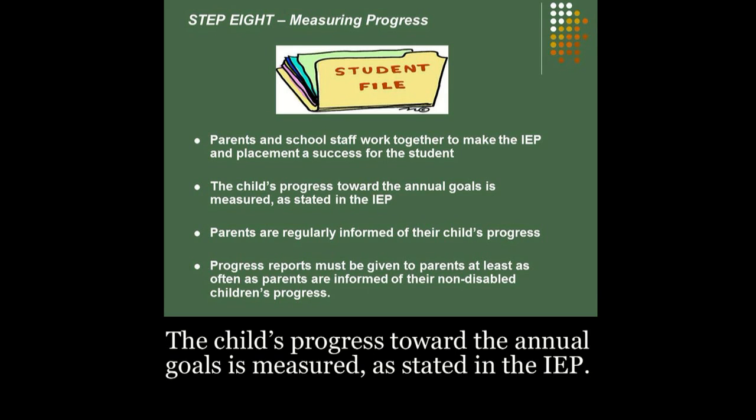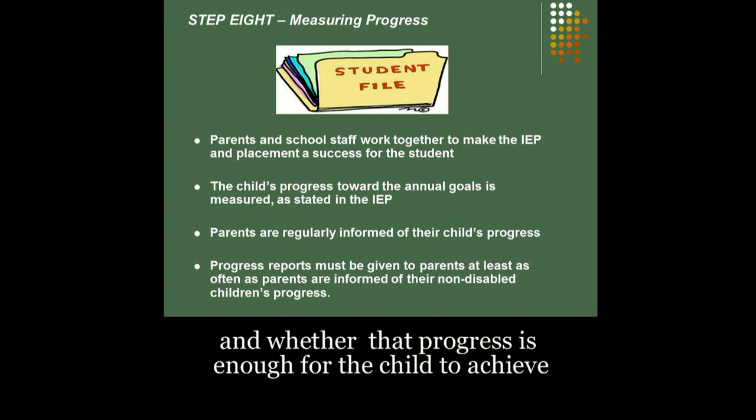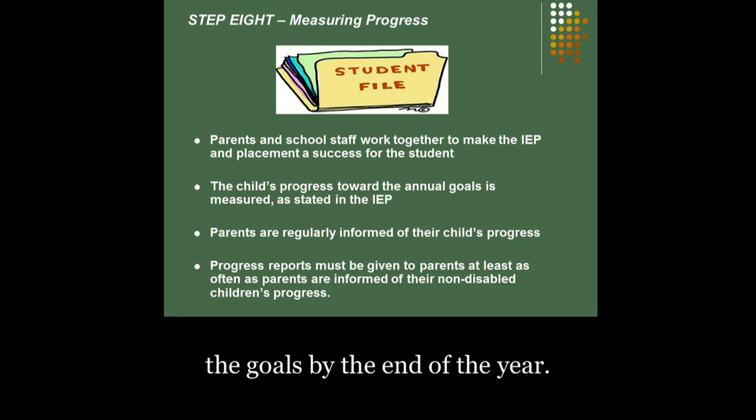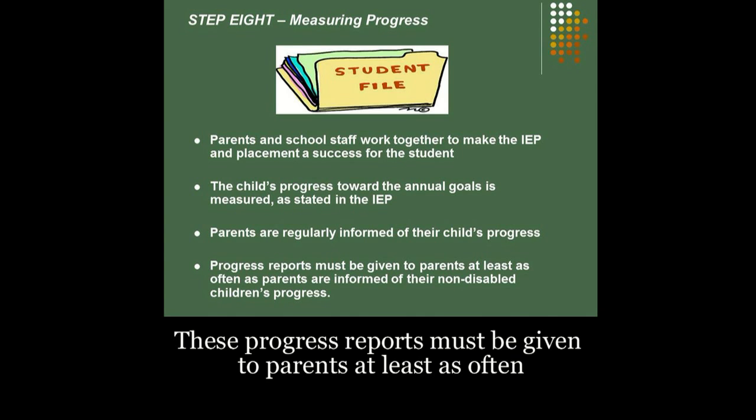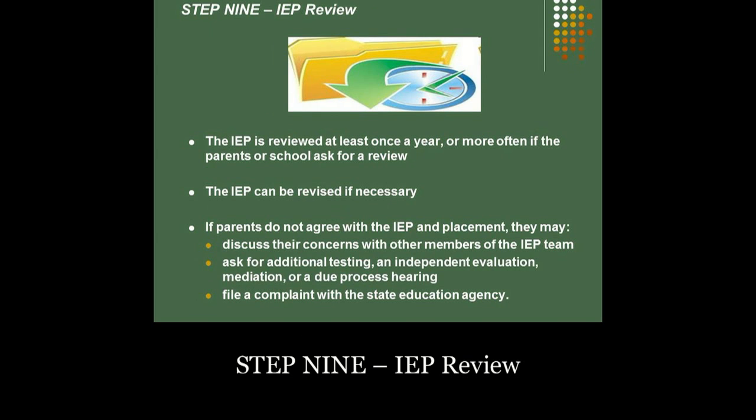The child's progress towards the annual goals is measured as stated in the IEP. His or her parents are regularly informed of their child's progress and whether that progress is enough for the child to achieve the goals by the end of the year. These progress reports must be given to parents at least as often as parents are informed of their non-disabled children's progress. Step 9. IEP Review.